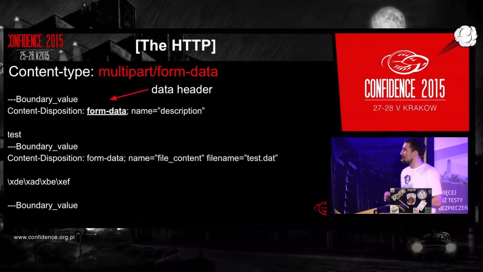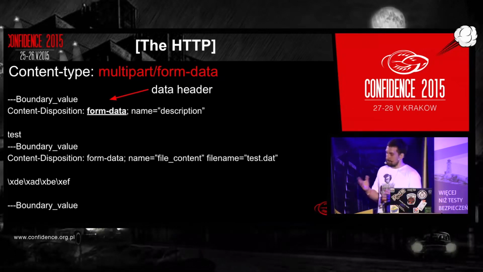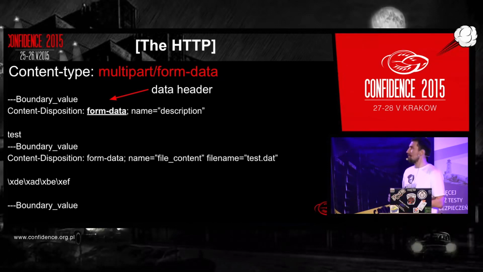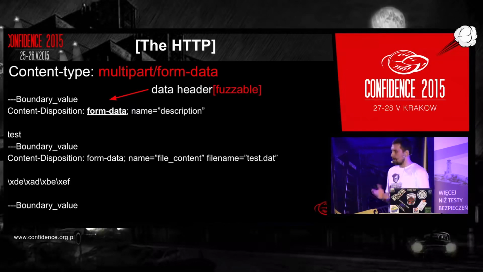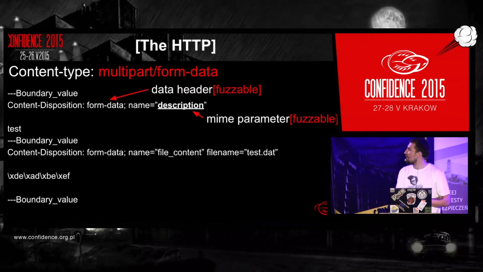First to mention is the Content-Disposition header. It may contain one of the predefined values, for example, form-data, attachment, or inline. And a number of custom values may appear here also. So we need to fuzz it, because it may cause some bugs in the parsing of the HTTP request by web servers.